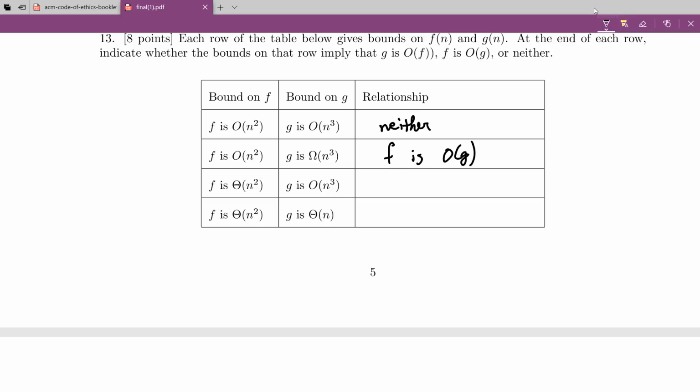All right. This was the first one I messed up. So f is definitely some sort of n squared, but g could be n cubed or could be smaller. So what's the answer? Neither. And in the last one, we know f is an n squared type of thing and g is an n kind of thing. So g is big O of f. Yeah.